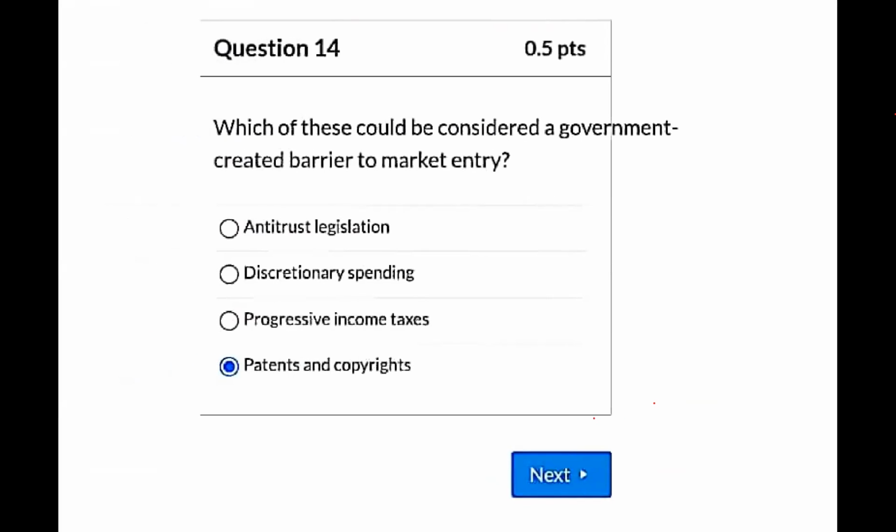Which of these could be considered a government created barrier to market entry? Antitrust legislation. What is antitrust legislation? Anybody? Just try to participate. We know you are tired. Only a few questions, maybe two or three have been answered. What is antitrust legislation?